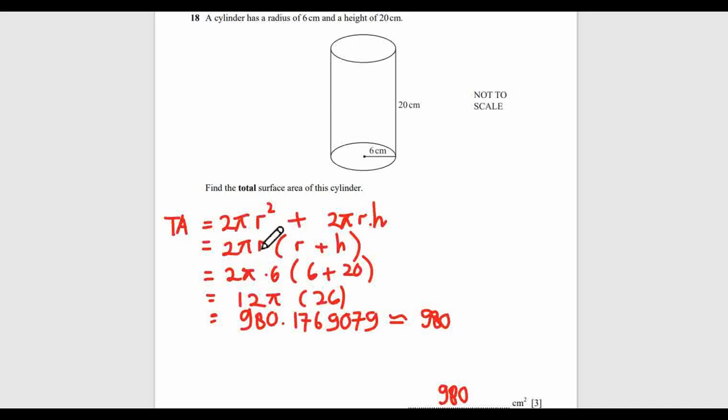Now, plug in the numbers, r is 6, 2 pi times 6. Again, r plus h is 6 plus 20. So we have 2 times 6 is 12 pi, times 26. We calculate this, and we'll get 980.1769079. So that will be our answer. We round off to a whole number.